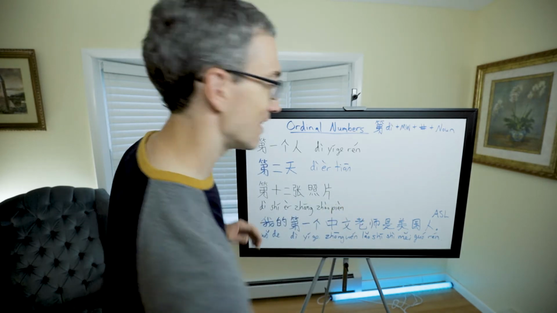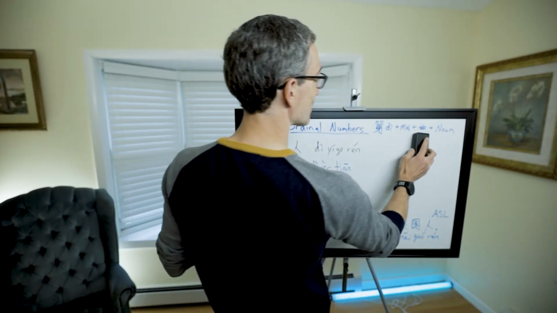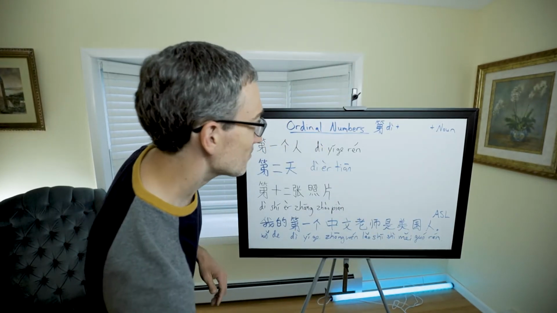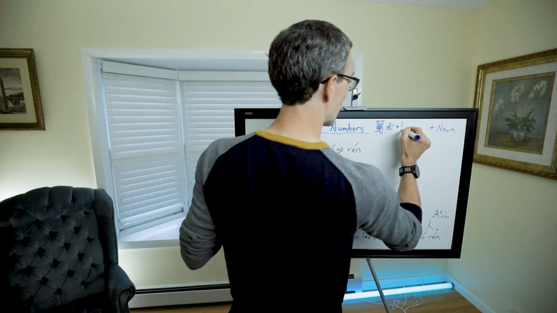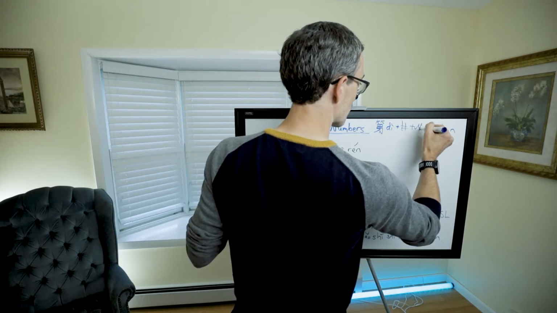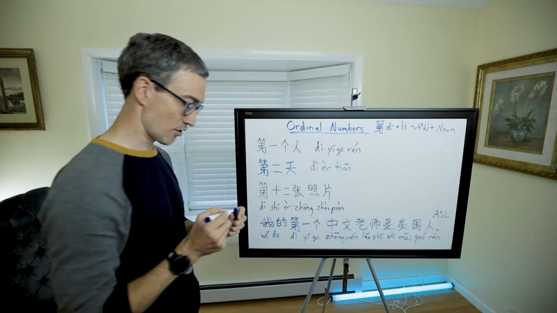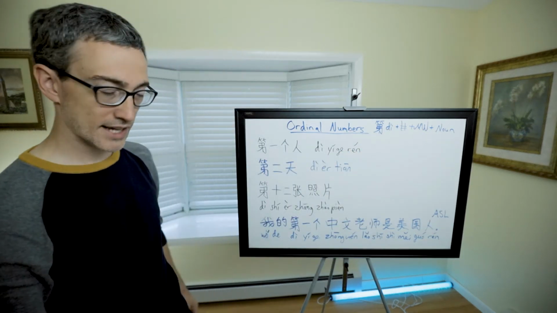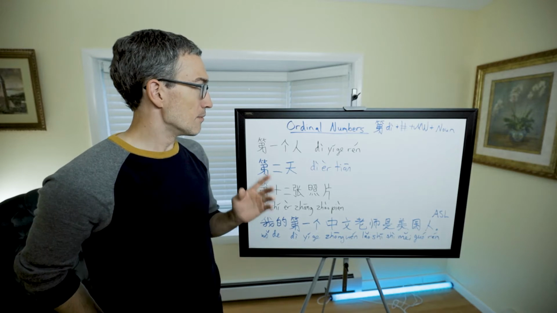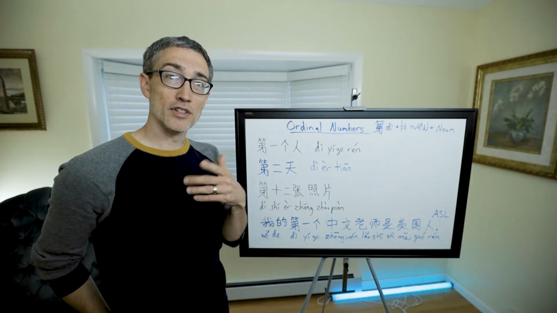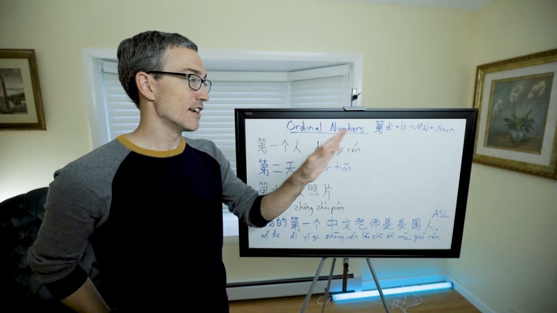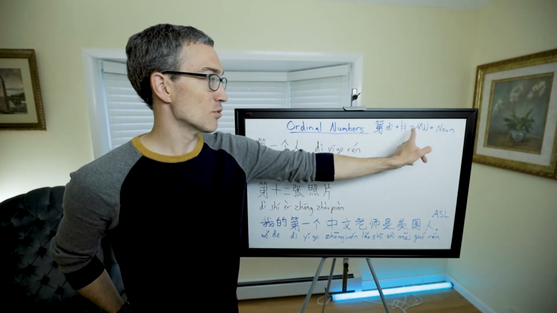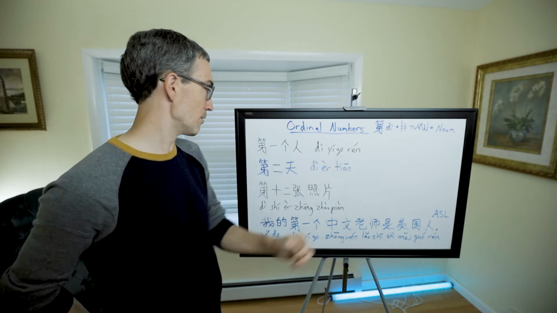I screwed that up. I put this in the wrong order. Let's redo this here. It's di plus number plus measure word plus noun. Okay, so it'd be 第二个苹果, the second apple. In the last video, we talked about when it's an ordinal number, we use 二 and not 两. So that's why we're saying 第二个, even though there's a measure word, it's 二 because it's an ordinal number.